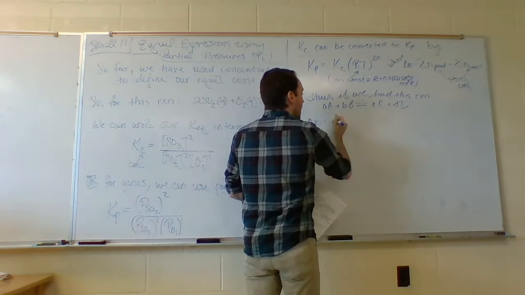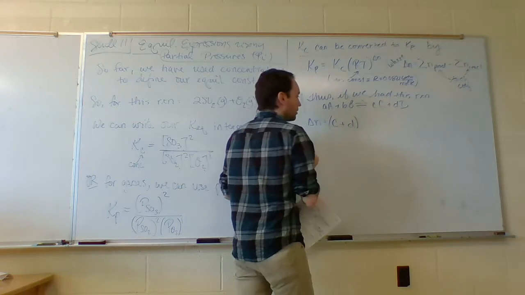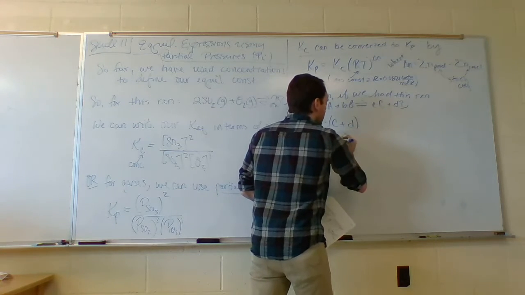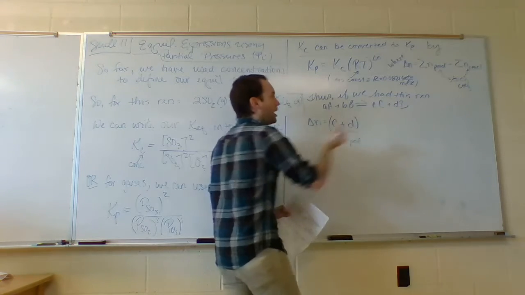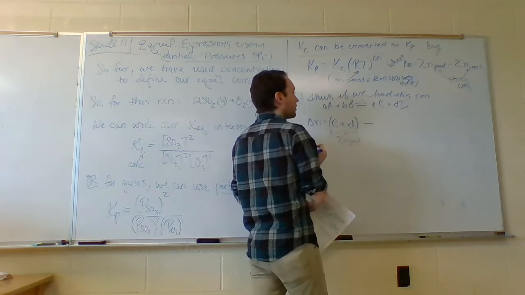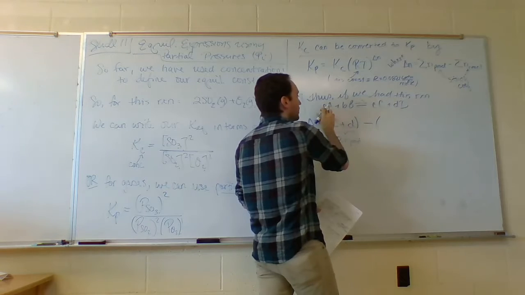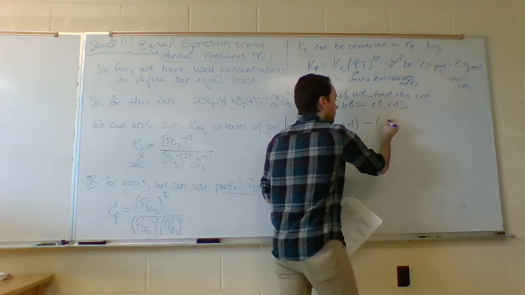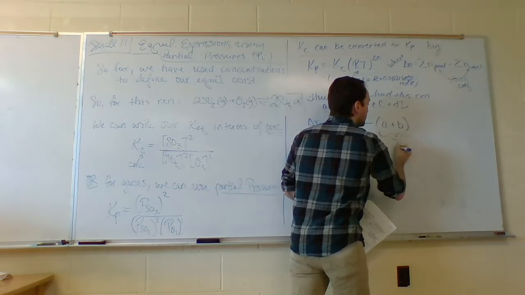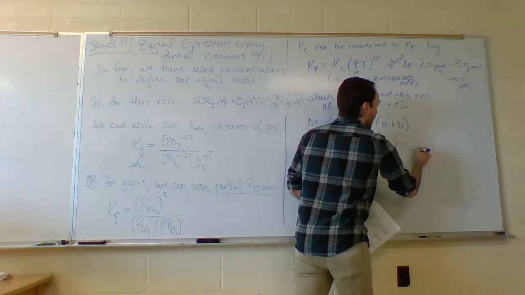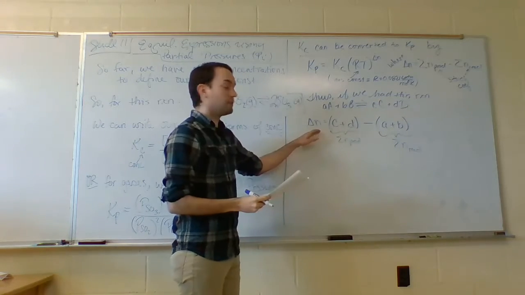So I'm going to take the sum of my products, which is c plus little d. So this is my sum of n products. And then I'm going to subtract off the sum of my reactant coefficients. So I've got a and b. That would be the sum of n reactants. That's all you have to do to get your delta N.